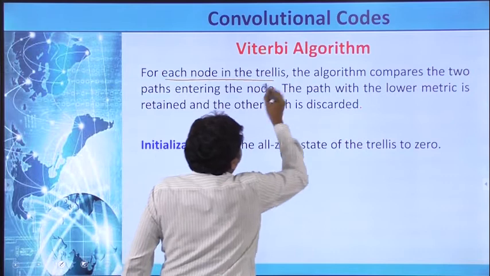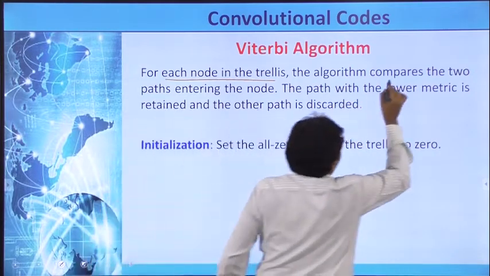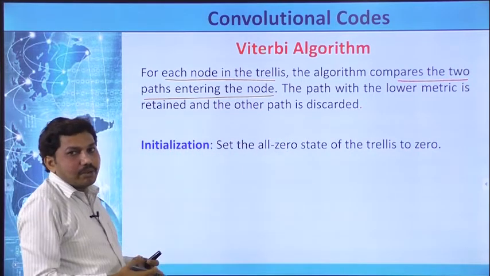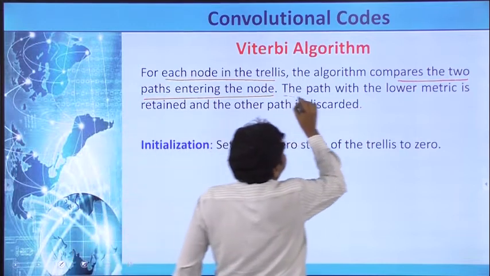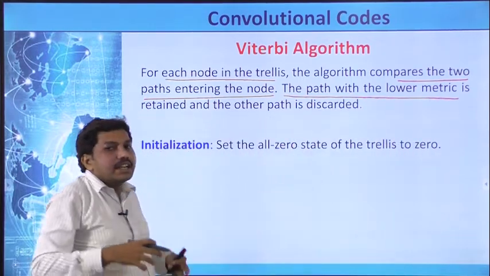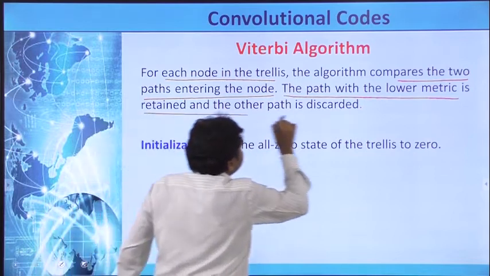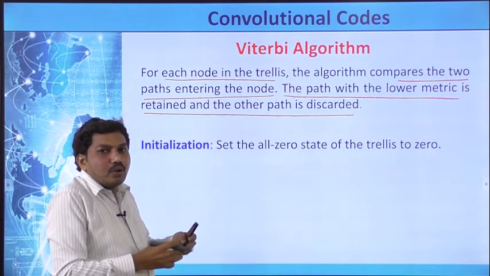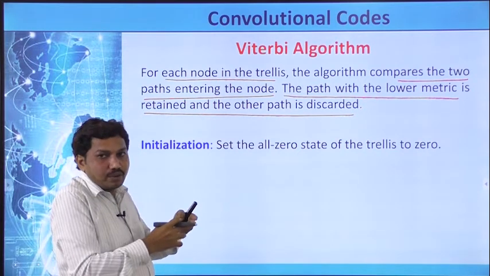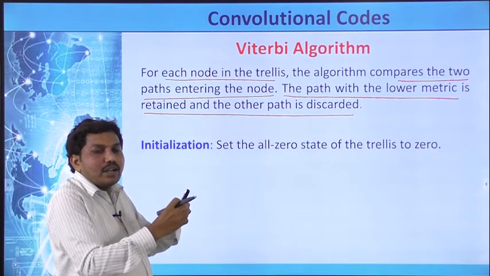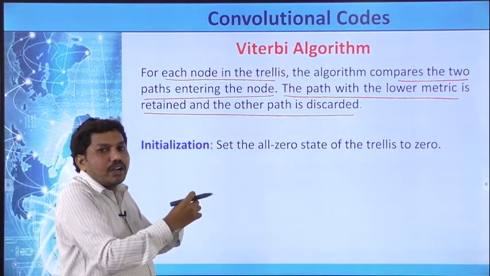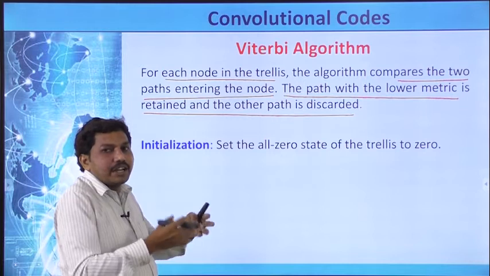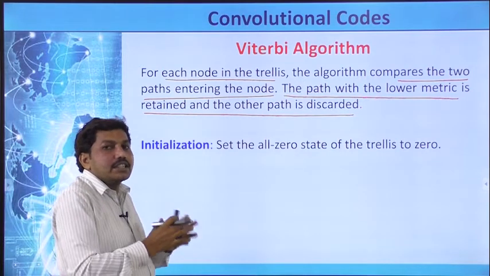In trellis diagram, the algorithm compares the two paths entering a node. We will solve a simple example later. The path with the lower metric is retained and the other is discarded. That means, if you remember, in trellis diagram, there are two paths from the starting node. We want to calculate the metric of the received code word and the coded sequence, which is having the minimum metric is retained and the other is discarded.